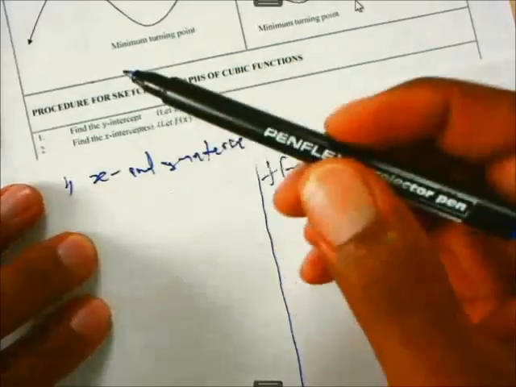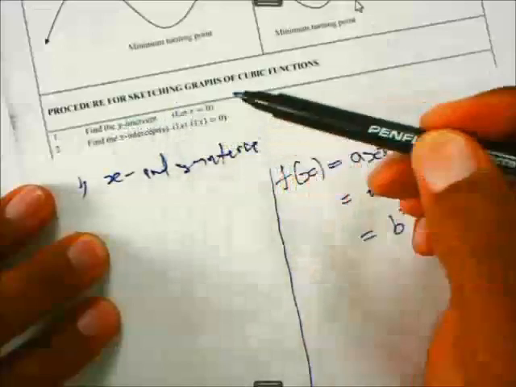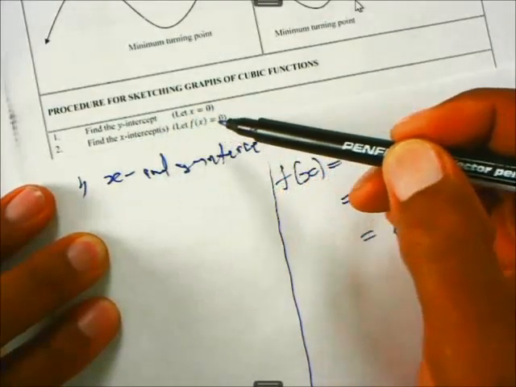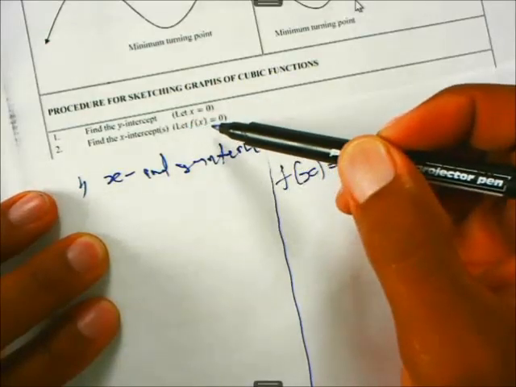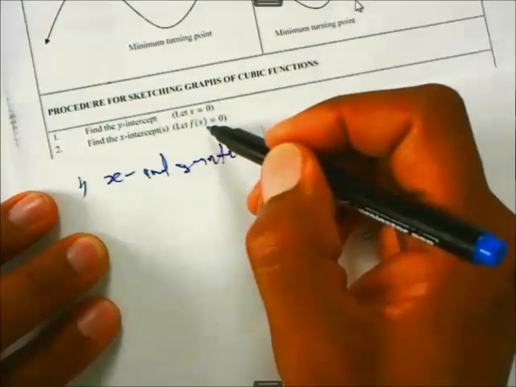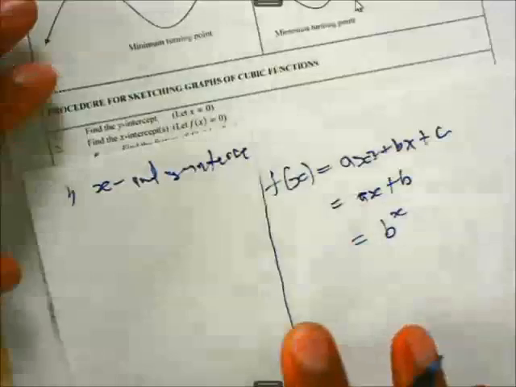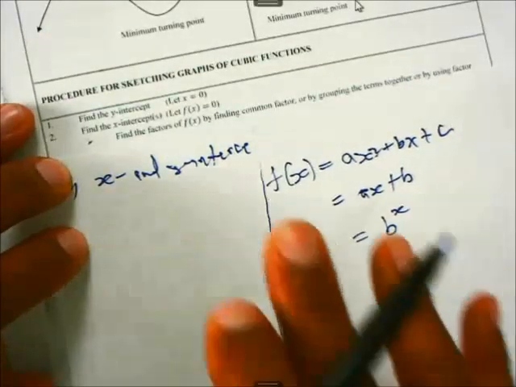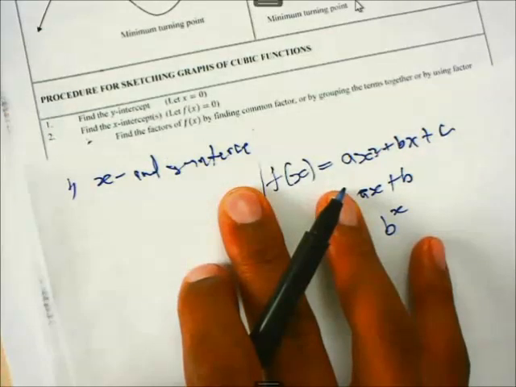As you can see here, like we said, to find the y-intercept, you let x be 0, and to find the x-intercept, you let f of x be 0. That f of x represents the y value. I think, boys and girls, you have this clearly. Right, and remember, we are talking about the cubic function here. Then we are expecting to have a cubic equation, right?